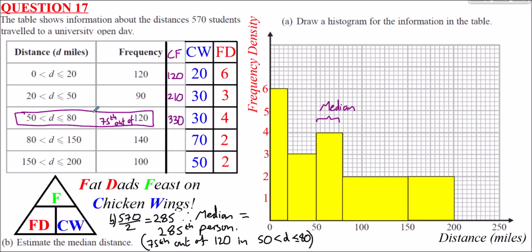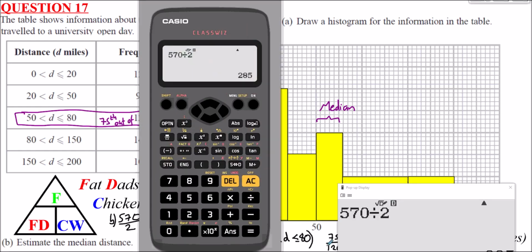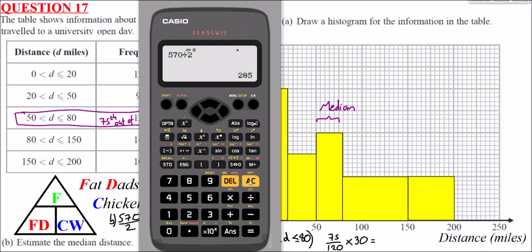Okay, so this bar, this class interval, has a width of 30. So what we can do here is we can work out 75/120ths, which is 5/8 of this class width, which is 30. That's going to be 5/8 of 30 to you and me, because you know this simplifies to 5/8. So 5/8 of 30 is 18.75.